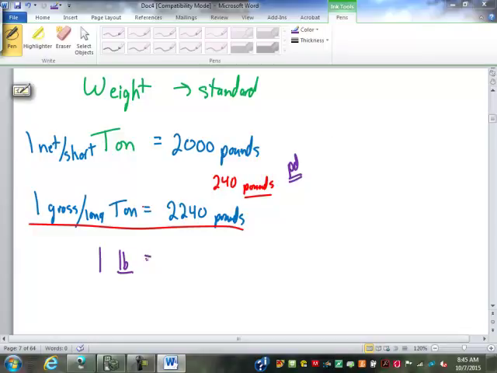Smaller than a pound, we have ounces. How many ounces are in a pound? 16. Very good. There is a unit in between there called a stone. A stone is approximately 14 pounds. There's also a hundredweight, which is actually still used in dairy quite a bit. Your price for milk is per hundredweight. A hundredweight is just 100 pounds.